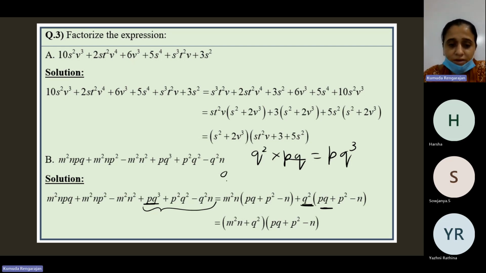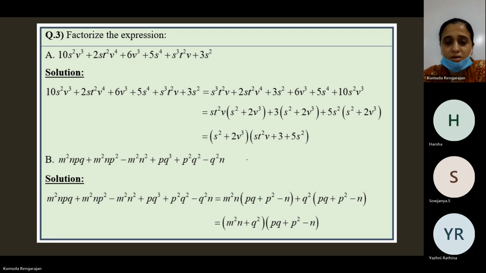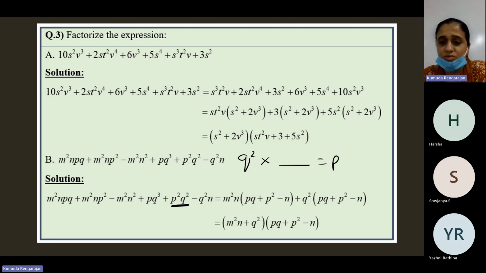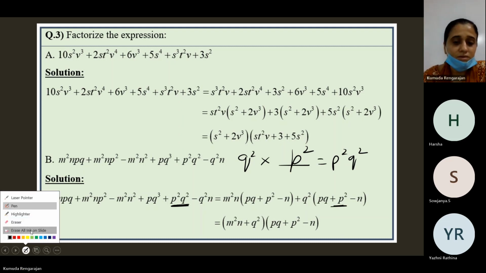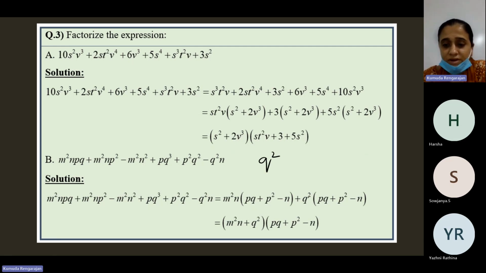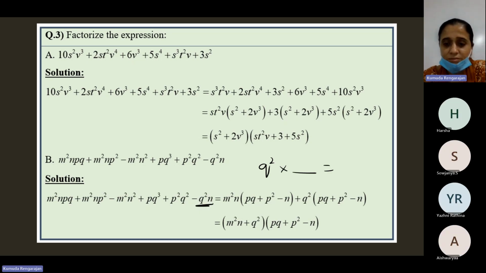Similarly, q square into what will give you this term? p square q square. And p square, meaning plus p square. Now q square, if the sign here is minus, then it will be minus q square. Okay, so q square into what will give you this term? Minus q square n. Minus n.